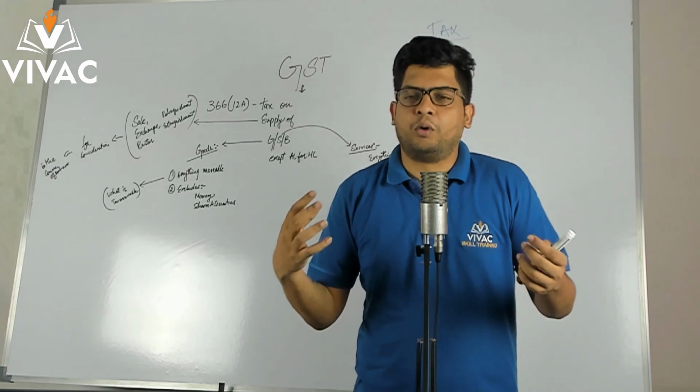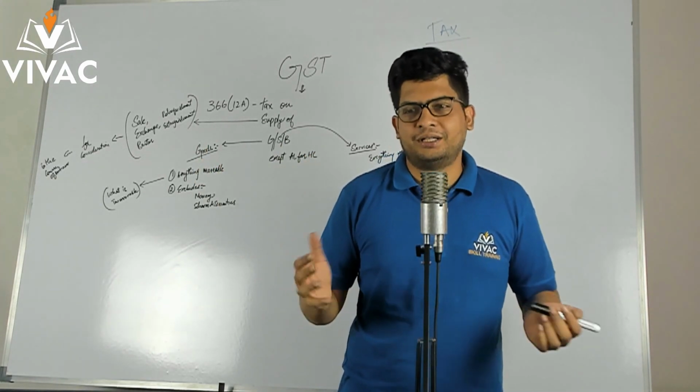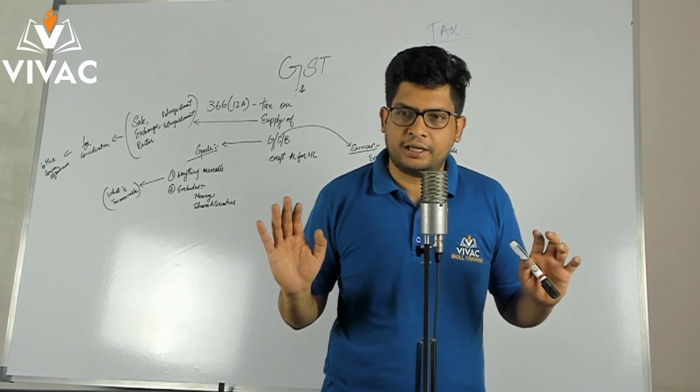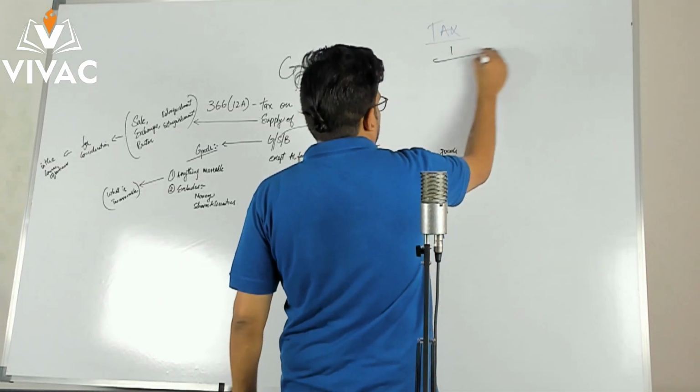So what happens is few people earn more, few people earn less. We decided to live in a community, so everyone will help. This was the formulation of tax. This is why tax was introduced. Clear? Okay. So there are 2 types of taxes.